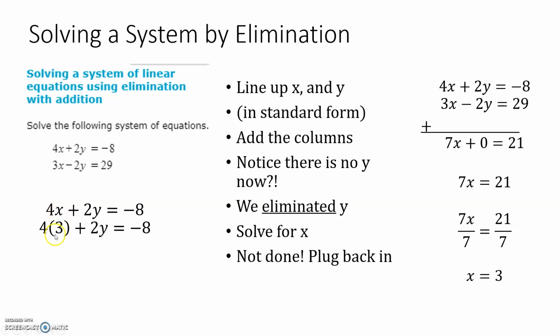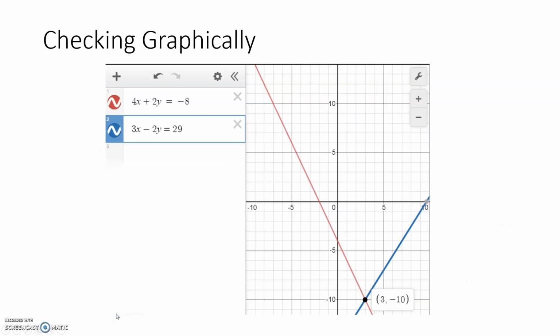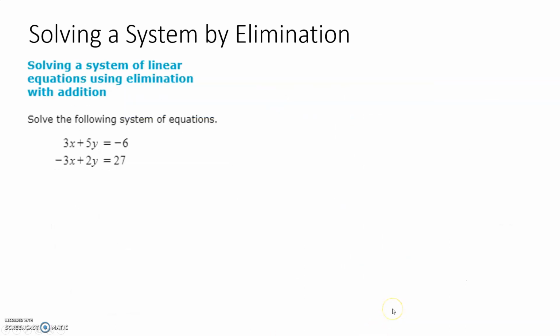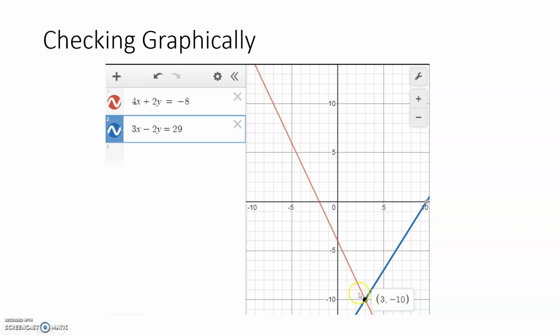So 4 times 3, that's x, is 12, plus 2y equals negative 8. So 12 plus 2y equals negative 8. Subtract 12 on both sides, we get negative 20. Divide this by 2, and we get y equals negative 10. So the answer here would be 3, negative 10. Perfect. That's what you would plug in to Alex. 3, negative 10. Now, of course, there's no graph, but that's just how we can always check ourselves graphically.